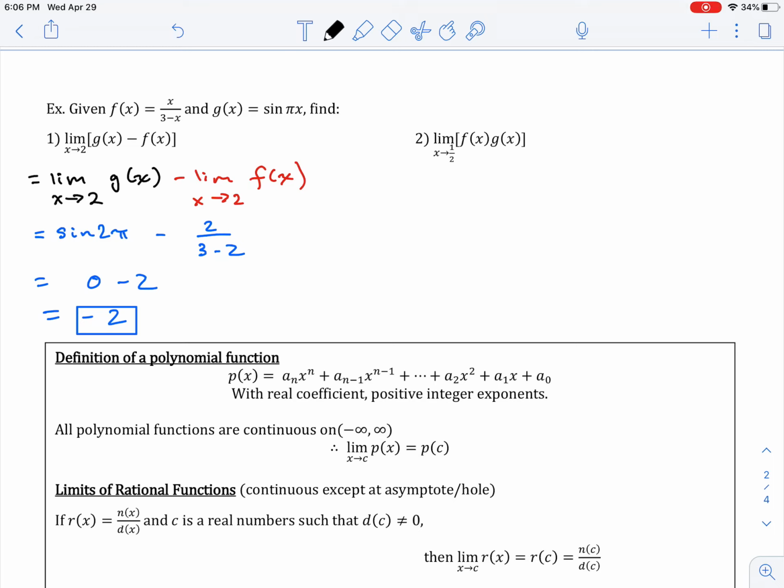This time we are finding the limit of f of x times g of x as x approaches 1/2. So again, using the limit properties, I can rewrite this and say, what is the limit of f of x? And take that entire limit and multiply it by the limit of g of x as x approaches 1/2. If that's the case, think about what the limit's giving you.